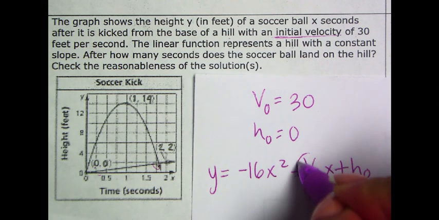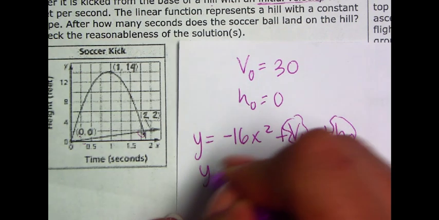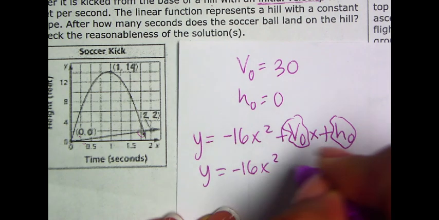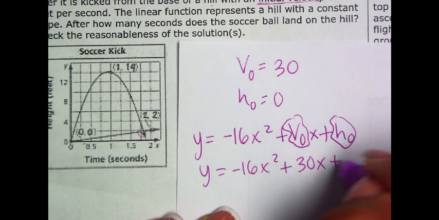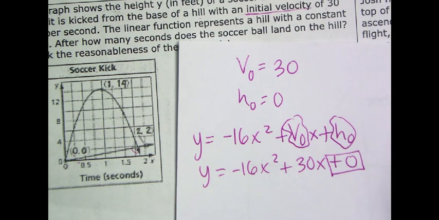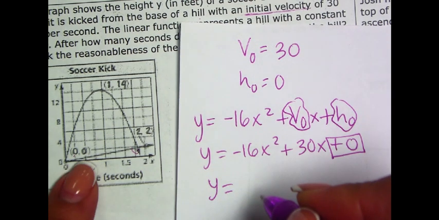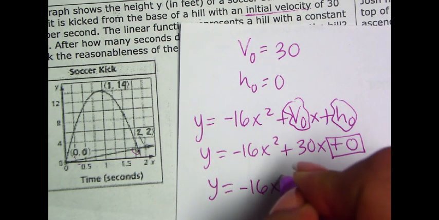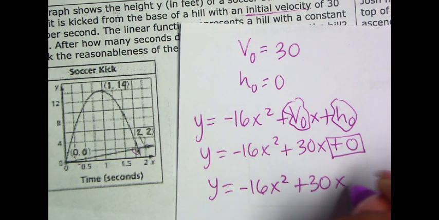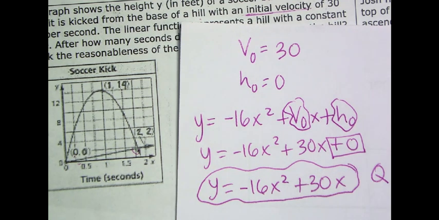We're going to substitute the value of initial velocity and initial height in our equation. Negative 16x squared plus the velocity is 30, so 30x, plus the height is 0, so 0. But in an equation, we really don't need a value there if it's just 0. So our final equation for the quadratic parabola right here is negative 16x squared plus 30x. So we're going to use this equation when we graph the quadratic parabola.